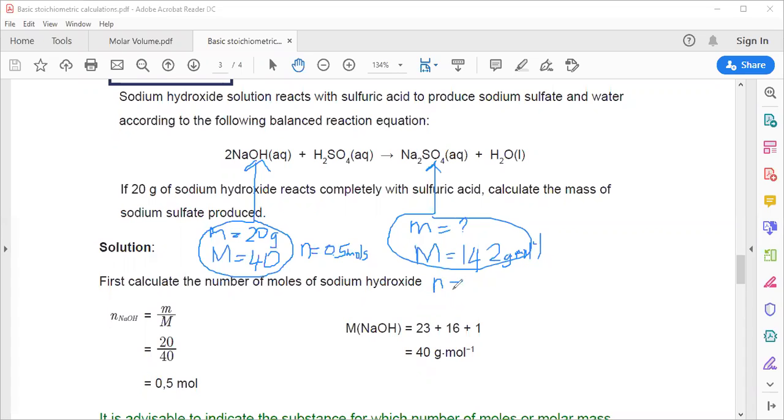Okay, the number of moles. For me to be able to get the mass, I need the number of moles. How do I get the number of moles? I'm going to go now to the balanced equation and compare the mole ratio.